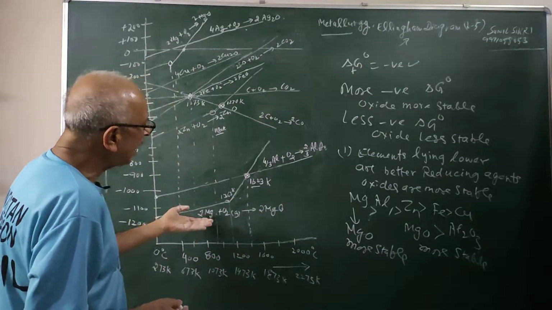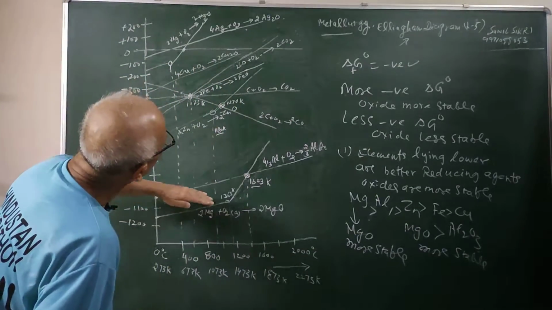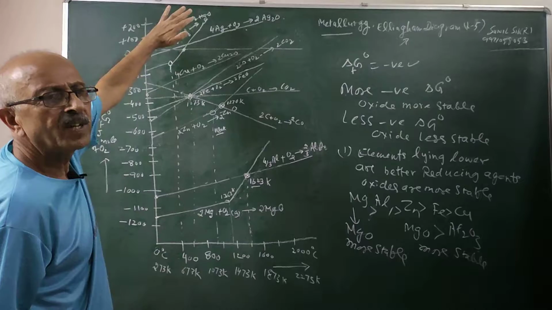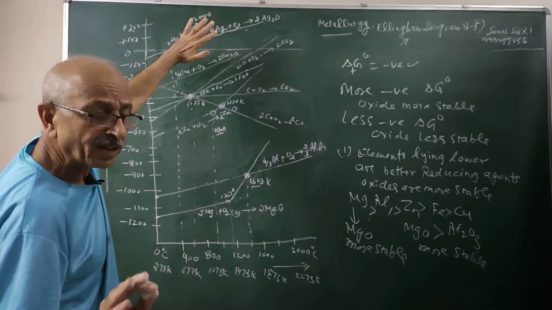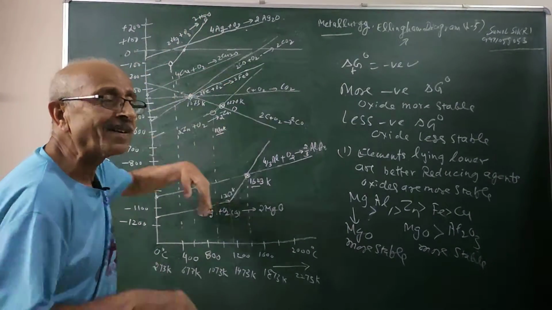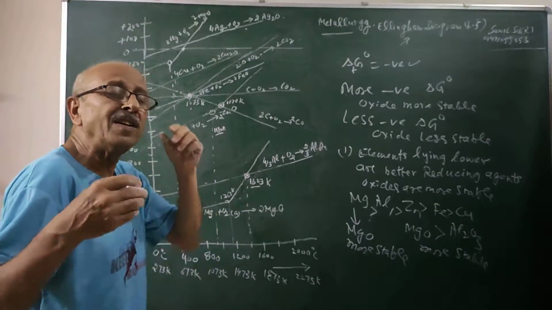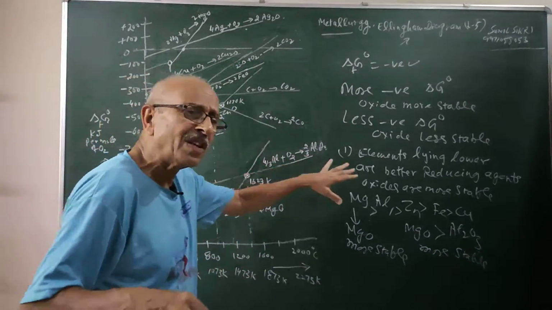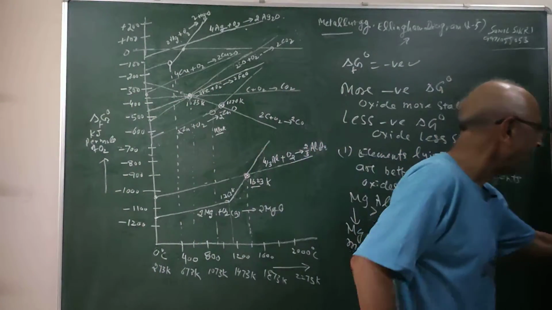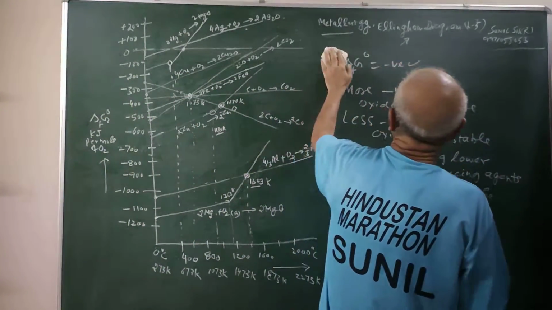Therefore, these elements which are lower will be able to reduce all the elements which are above them. In principle, theoretically, it is quite clear. But at what temperature, and whether the reaction will be kinetically slow or fast, this information is not provided by the Ellingham diagram. The rates of the reaction are not provided by the Ellingham diagram.